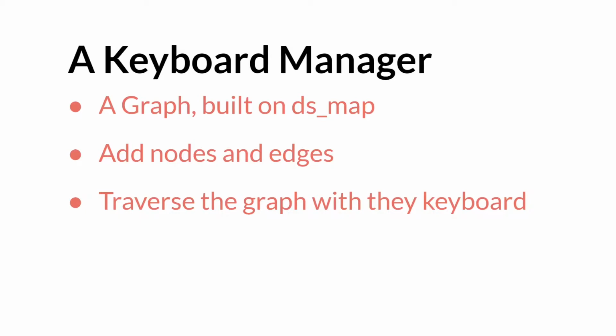So our keyboard manager is essentially going to be a graph, and it's going to be built on top of the DS map, the built-in GameMaker data structure, the map. If you watched the graph data structure tutorial in the Coding Fundamentals series, you'll be familiar with it, but this will be a little bit different and actually a little bit simpler and more straightforward. We're really only going to have two functions, and that's going to be add node and add edges.